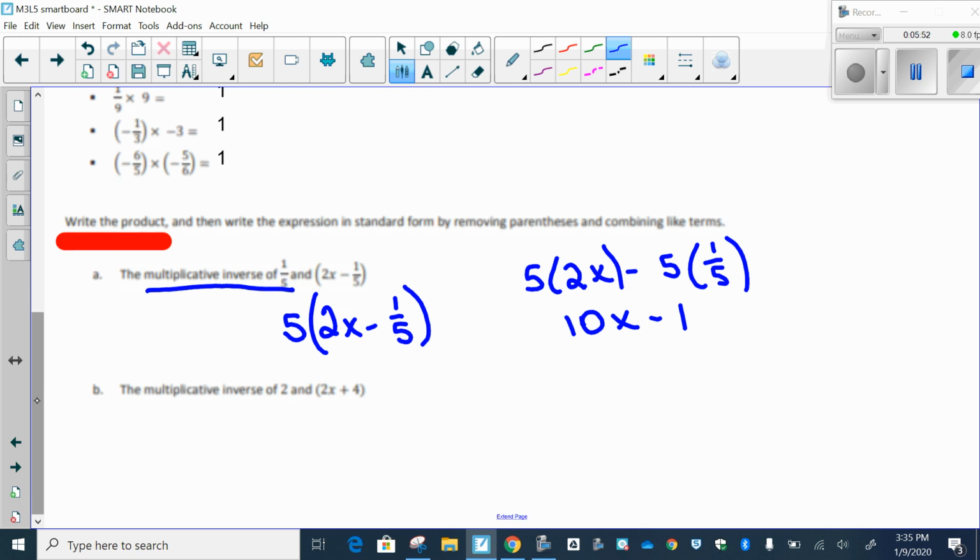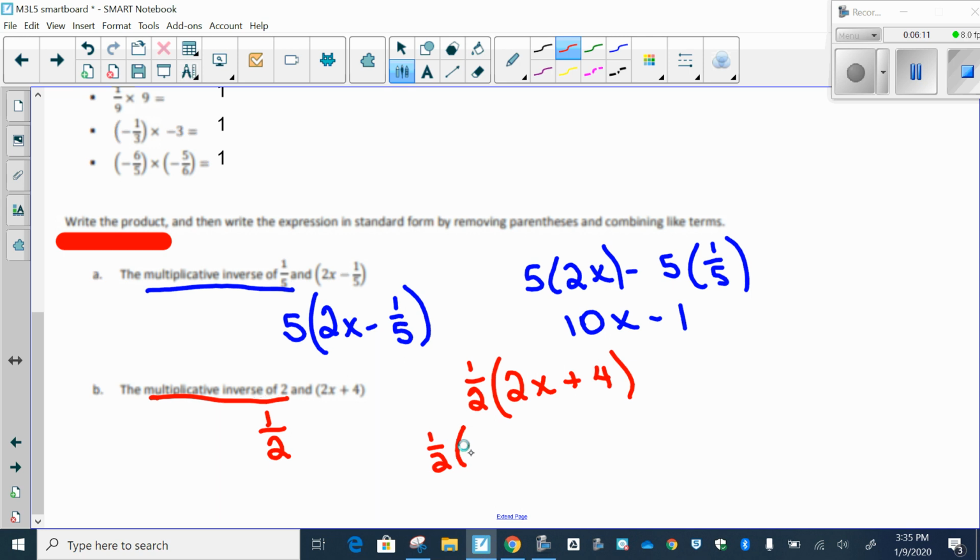Let's try the next one. The multiplicative inverse of 2. Multiplicative inverse of 2 is 1/2. So that means I'm trying to find the product. So 1/2 sets of 2x plus 4. Half of 2x and half of 4. So half of 2x is 1x, which is just x. Half of 4 is 2. So the multiplicative inverse of 2 and the grouping of 2x and 4 is x plus 2.